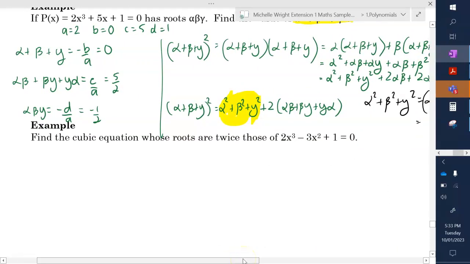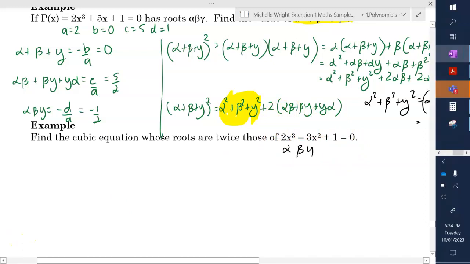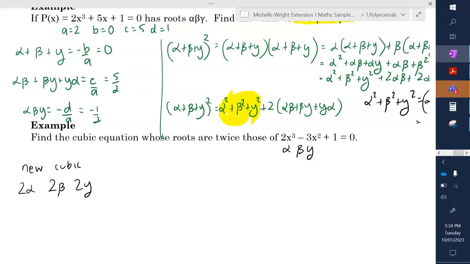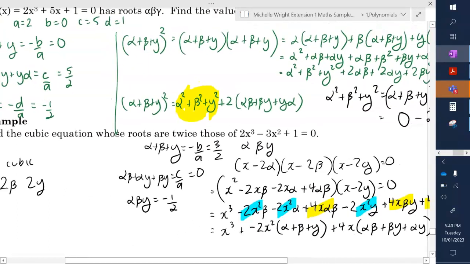Find the cubic equation whose roots are twice those of this polynomial here. So the roots of our polynomial here are going to be alpha, beta, and gamma. But our new equation is going to have roots that are twice of those. So our new cubic is going to have roots that are the size of 2 alpha, 2 beta, and 2 gamma. Okay, so this one's a little bit harder. Had me thinking for half a second there.